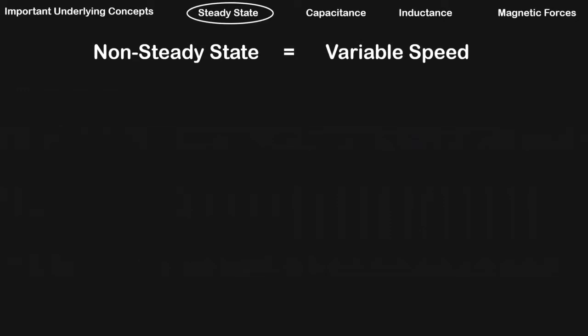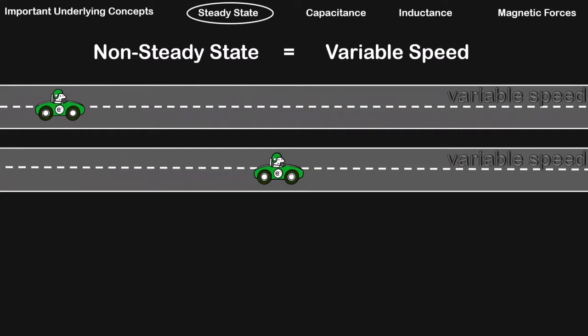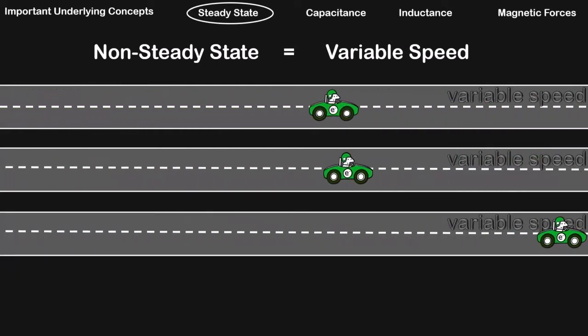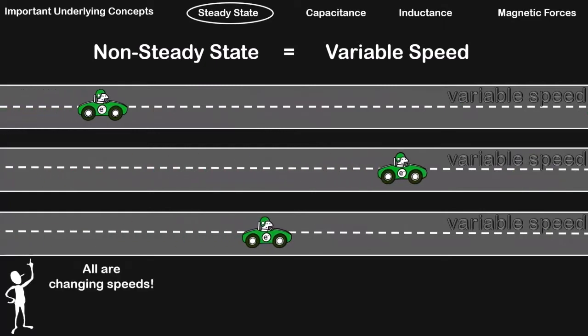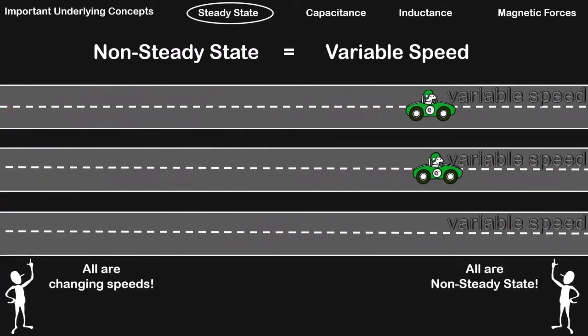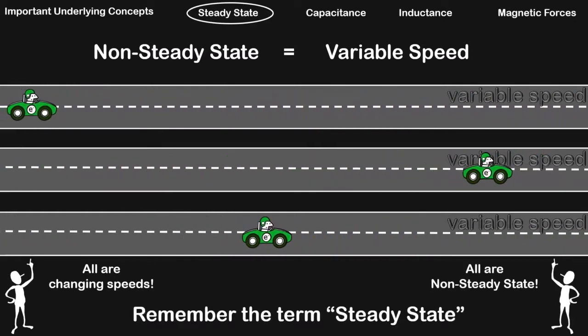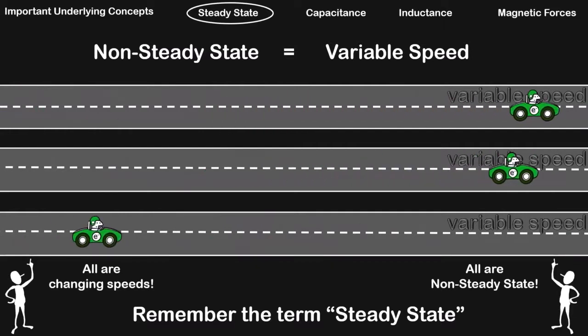Non-steady state, of course, means that the speed is not steady. The speed is varying, accelerating or decelerating, whether starting from a stop and speeding up like this, stopping after going fast like this, or stop and go. All of these cars are accelerating or decelerating, changing speeds. They are not steady state. Remember the term steady state. Anytime the speed is changing, it is not steady state.